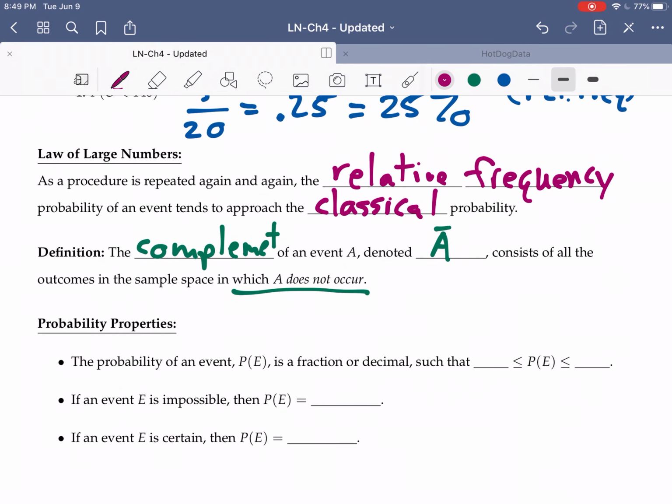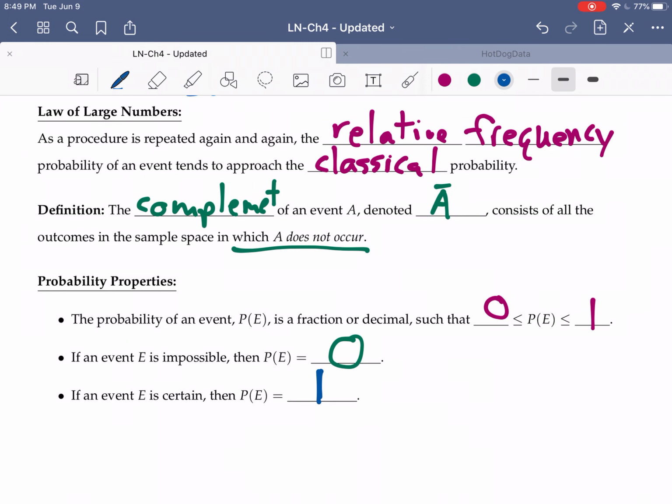With probabilities, we have a variety of properties. Probabilities should always be between 0 and 1. If an event is impossible, it's not going to happen, that probability is 0. If it's certain that it's going to happen, the probability is 1. And you can convert these from numbers to percents.